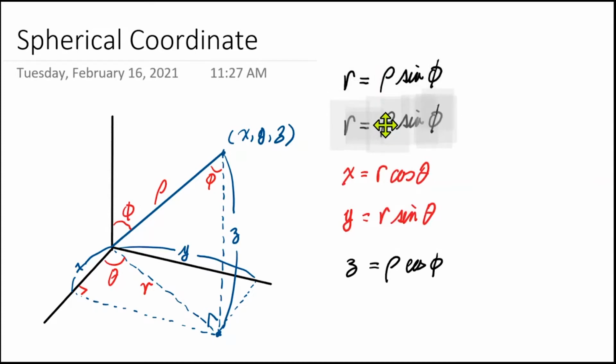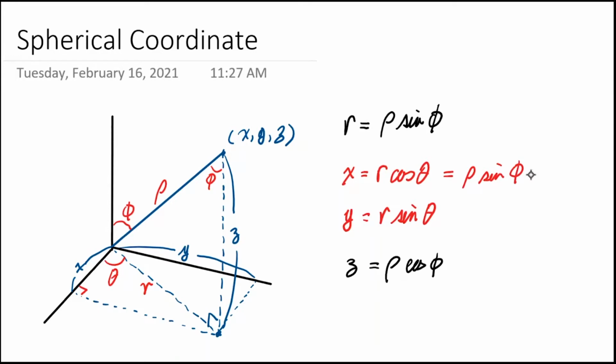Okay, let's put it right there. Now, let's go. So this r happens to be rho sine phi, substituted right there. So your x is rho sine phi cosine theta, isn't it? Good.